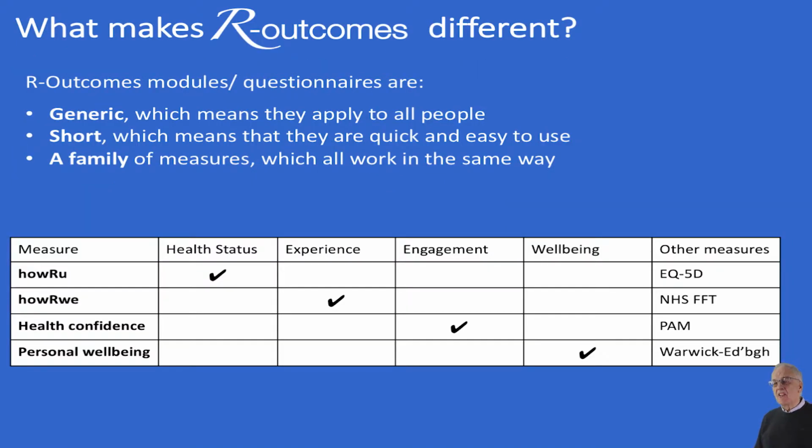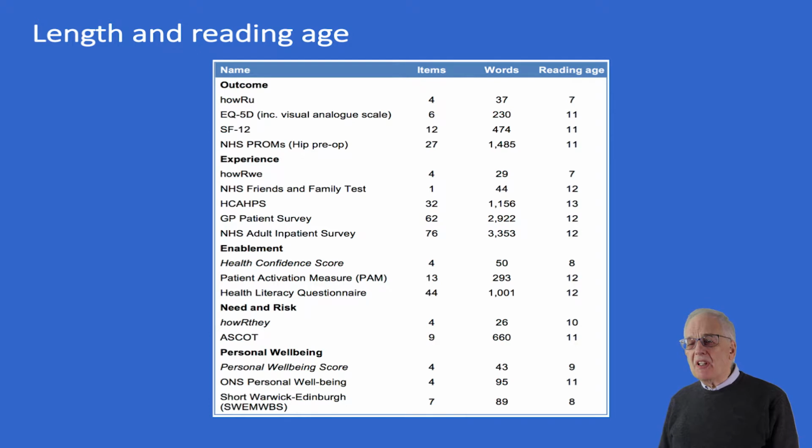This slide identifies some of the ways in which How Are You is different. All the measures are generic, which means they apply to everybody. They are short, which means they're quick and easy to use, and they're a family of measures which all work in the same way. In the table below, we can see how these relate to other measures you may have heard of, such as EQ5D, the NHS Friends and Family Test, the Patient Activation Measure, and the Warwick-Edinburgh Mental Wellbeing Score. We have focused on making them as short as possible.